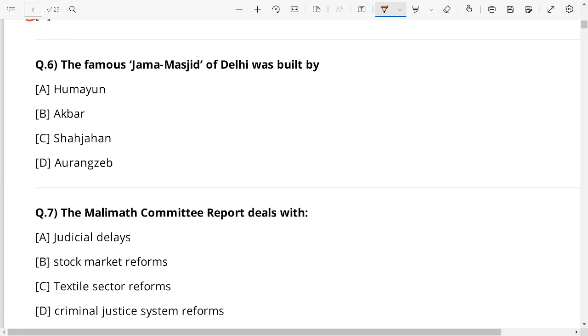The famous Jama Masjid of Delhi was built by who among the following? The right answer will be option C, that is Shah Jahan. Basically, it is one of the largest mosques in India. It was built by the Mughal Emperor Shah Jahan between 1650 and 1656.